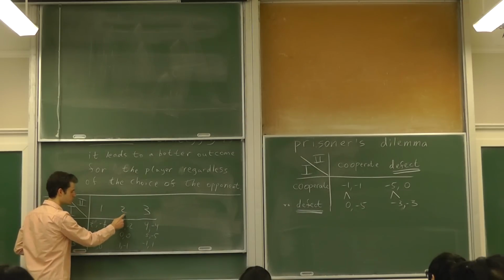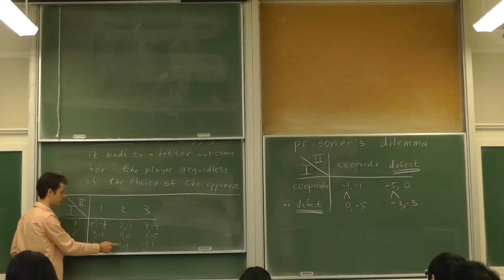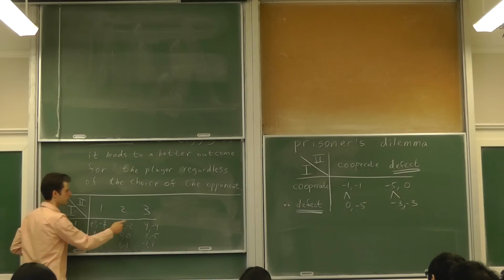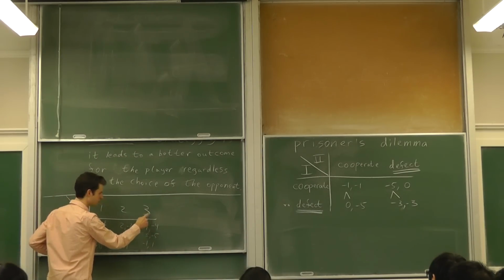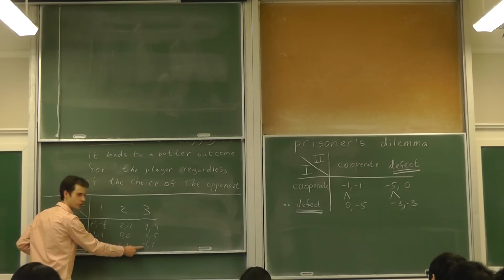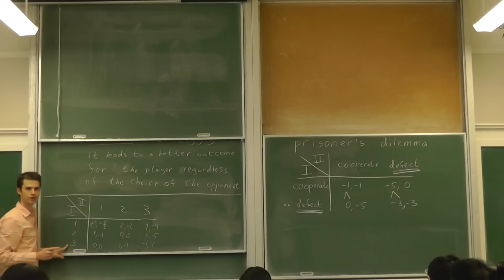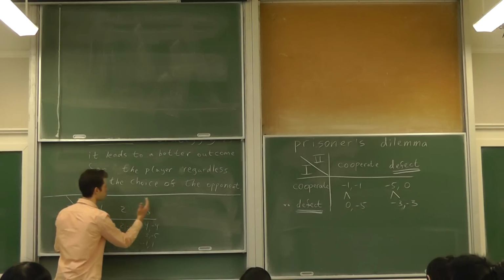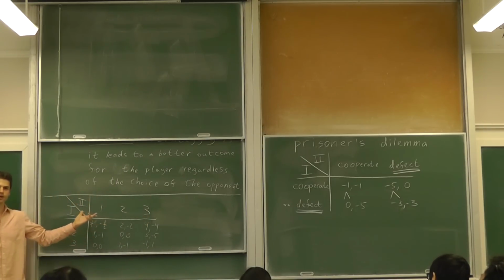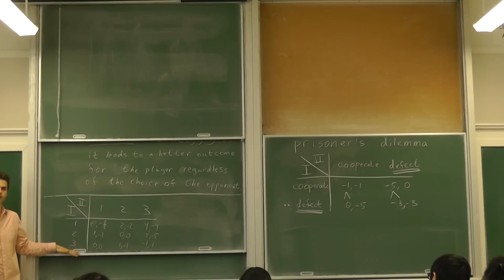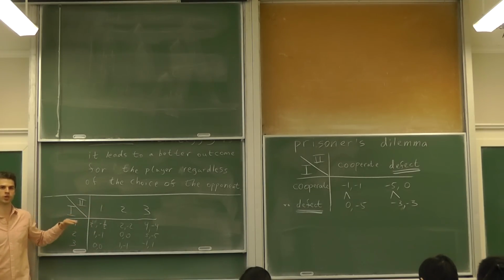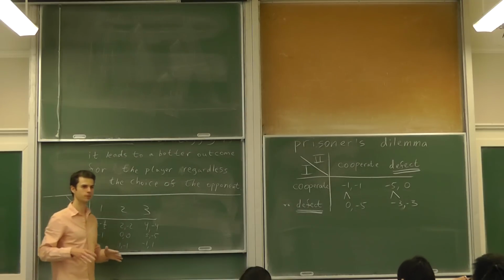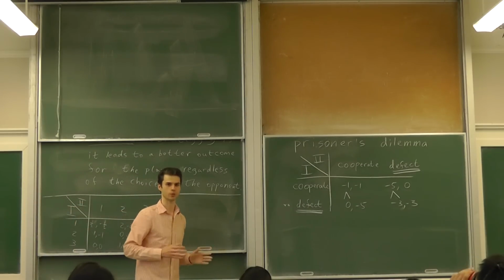If the other guy chooses 2, I'm still worse off. I get 1 point instead of 2. If the other guy chooses 3, I'm still worse off. Now I lose 1 instead of winning 4. So regardless of the choice of the other player, I will be worse off choosing 3. So strategy number 3 is dominated completely by strategy number 1. Every time you contemplate playing 3, you should instead play 1.